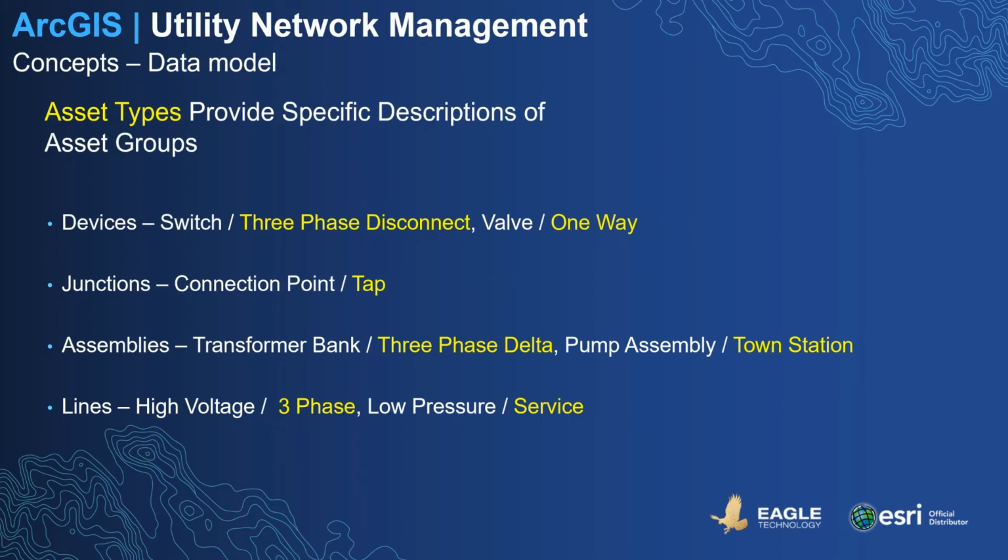Asset types further refine your asset group categories into specific functional descriptions of your features. The asset type field is implemented as a set of attribute domains that are assigned at the subtype level for each asset group. For example, a transformer asset group of the device feature in an electric distribution domain network may have step, power, and distribution transformer asset types. Or for a line feature class in a water distribution network, service pipe asset group might have residential, commercial, and hydrant service asset types.